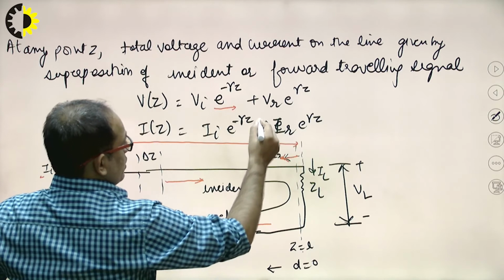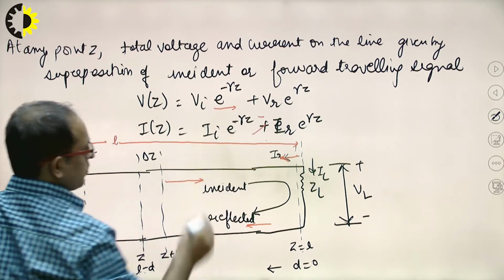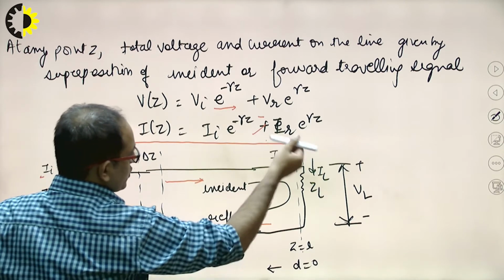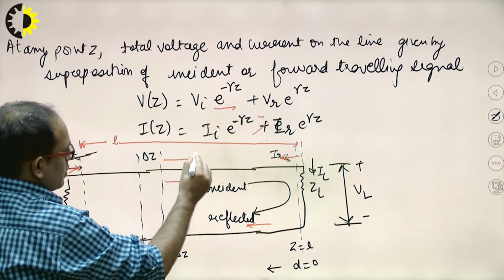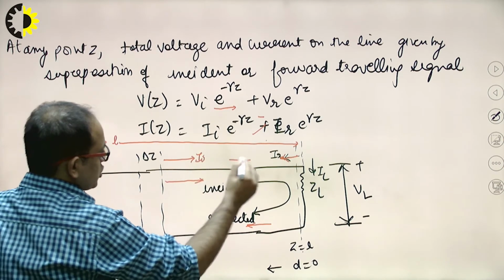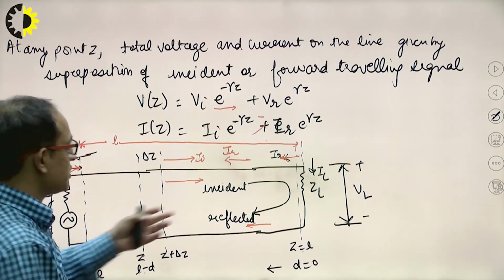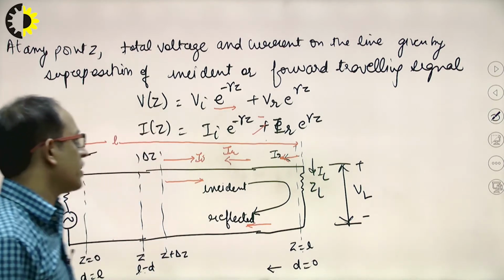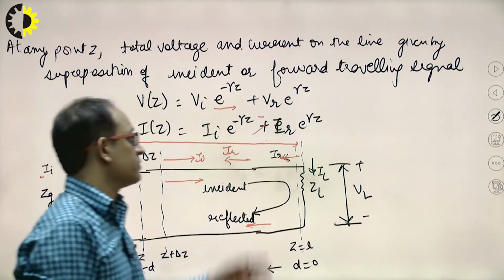Now see, this one will be equal to minus Ir, this will not be plus, this will be minus Ir. Why is it minus? Because the direction of the incident current is in this direction and the direction of the reflected current Ir will be in this. Both are opposite to each other. That's why I am saying that Ir has a negative sign.